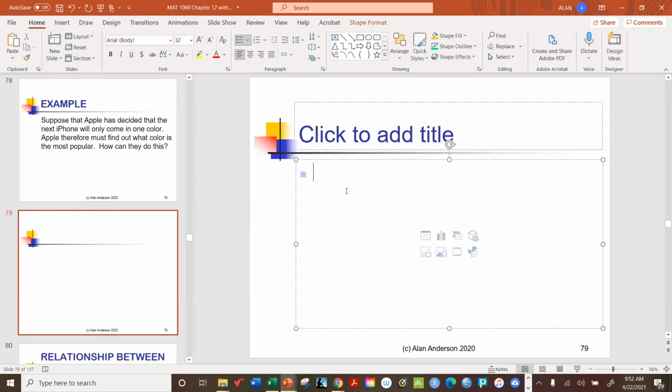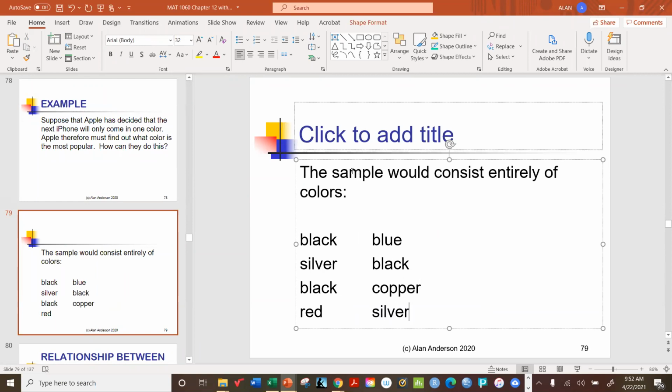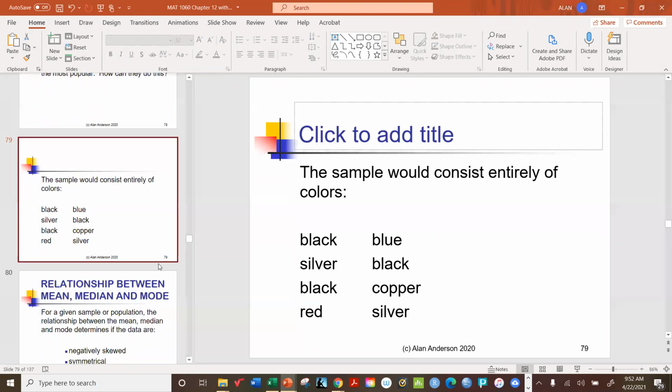And so the sample would consist entirely of colors. And you get somebody who says black, silver, black, red, blue, black. Then somebody says copper for some reason, silver again. But you get the idea. And so you have all these colors, and the mode in this case, if you look at them, there's more blacks than any other color.